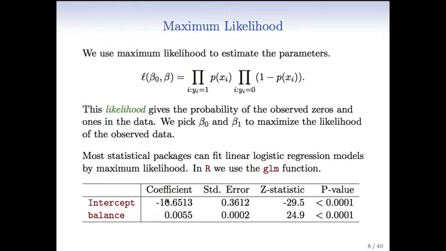The coefficient estimates were minus 10 for the intercept and 0.0055 for the slope for balance. That's beta 0 and beta 1. It also gives you standard errors for each of the coefficient estimates. It computes a z-statistic, and it also gives you p-values.